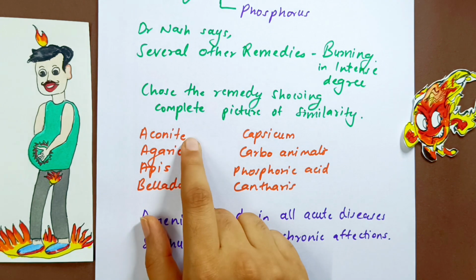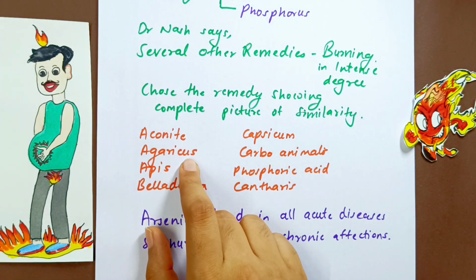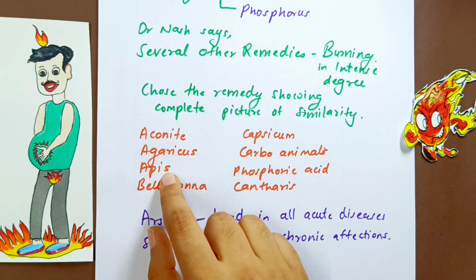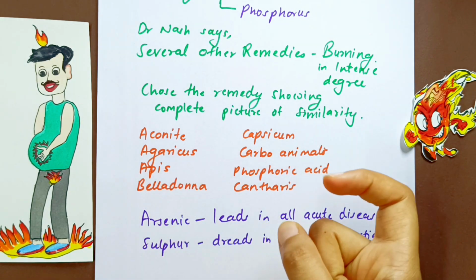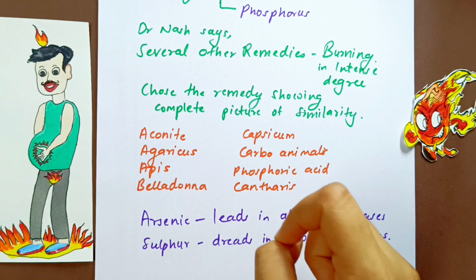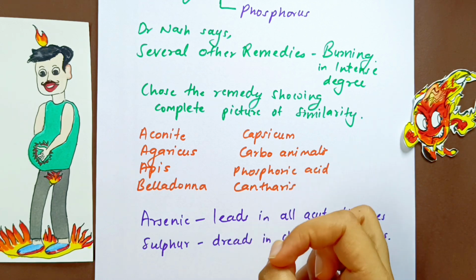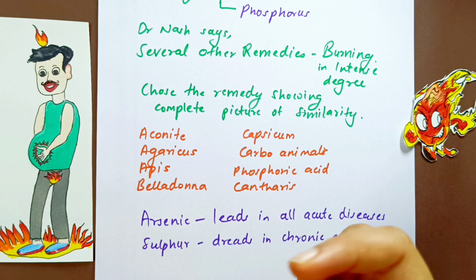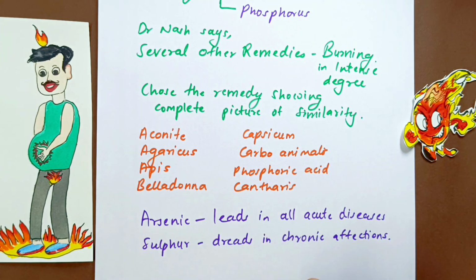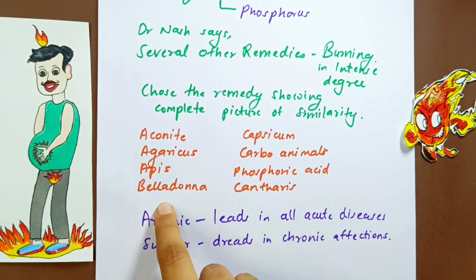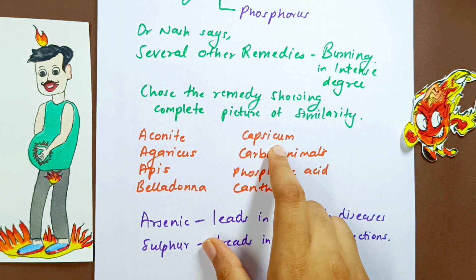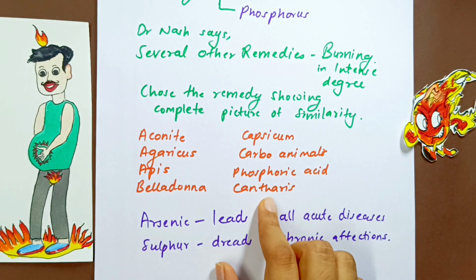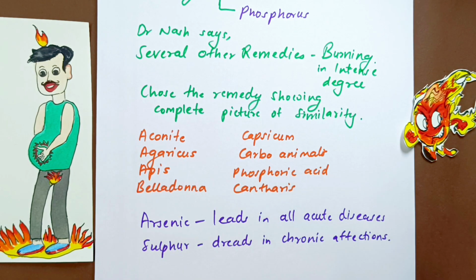Aconite also has burning. Agaricus, which is made out of mushroom, also has burning. Apis, which is made out of honeybee, also has burning. You know how a honeybee stings you, and you have that kind of burning sensation after the sting of the bee. So obviously, since it is there in the bee, it will be there in the remedy also. Belladonna also has burning. Capsicum we have done just now, it also has burning. Carbo animalis, phosphoric acid, and cantharis. Cantharis and apis both have burning. Okay, cantharis also has a lot of burning.